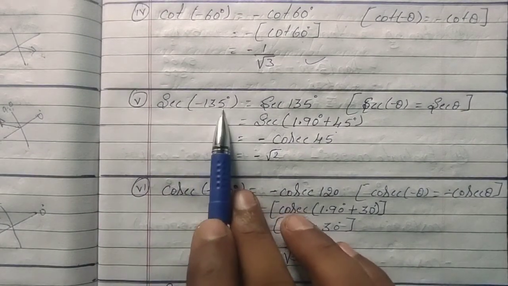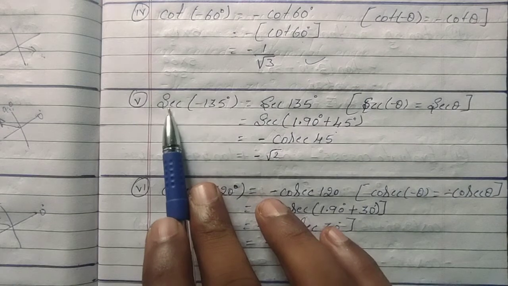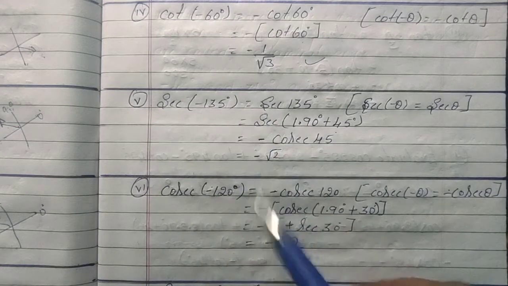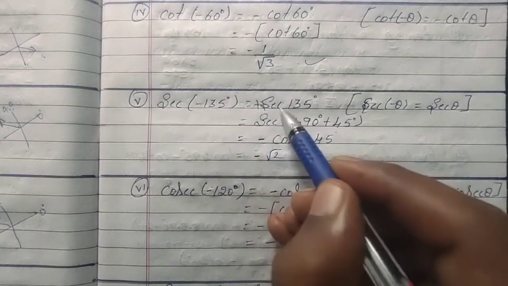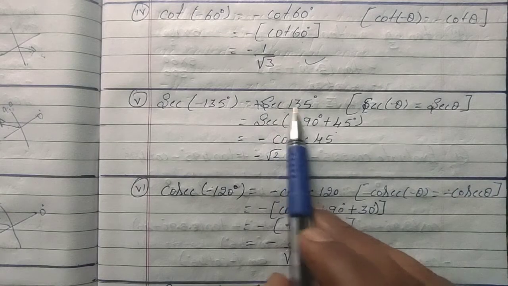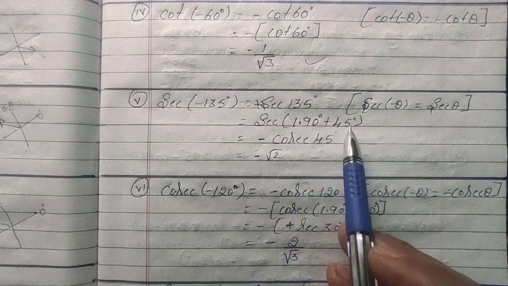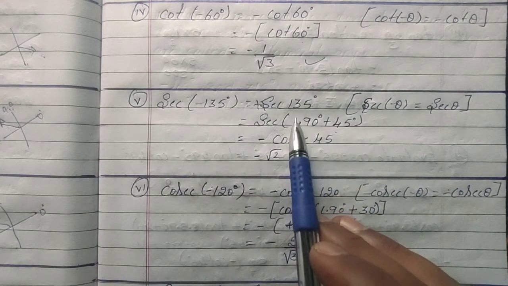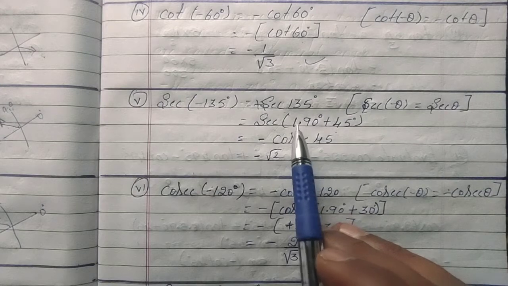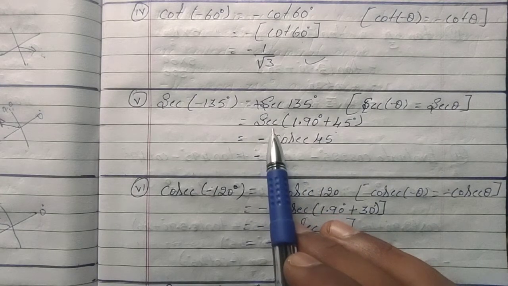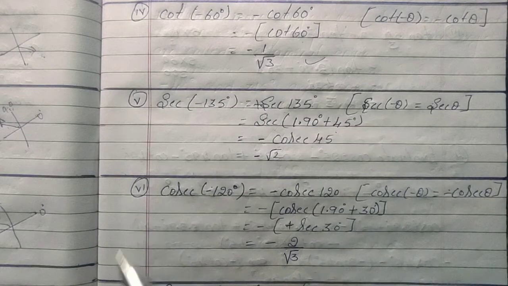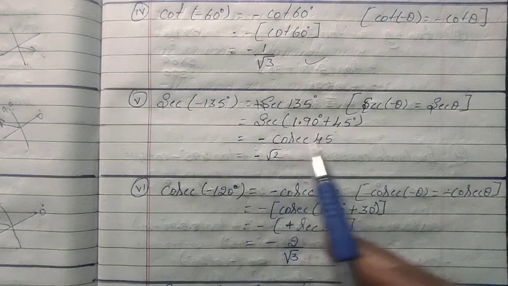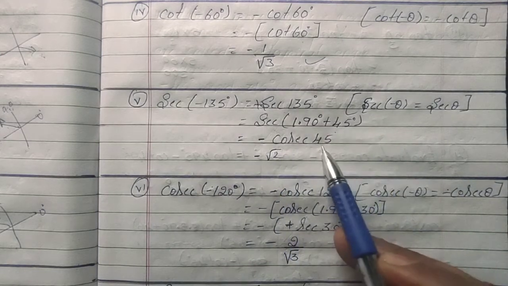Secant of minus 135. See this cos and secant, when the theta is negative, the value will become positive. Therefore this is positive secant 135. Now this 135 I can write as 1 into 90 plus 45. 1 times 90 is 90, 90 plus 45 is 135. What is n? n is 1, which means it is odd. So when odd comes, sine becomes cos, cos becomes sine, tan becomes cot, cot becomes tan, secant becomes cosecant. Remember. So theta is 45.